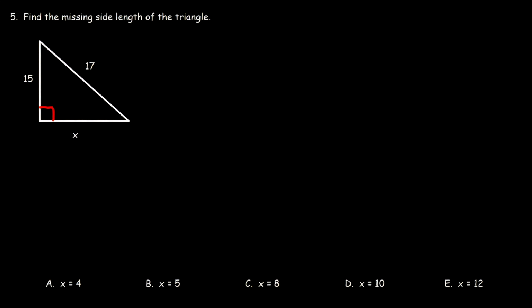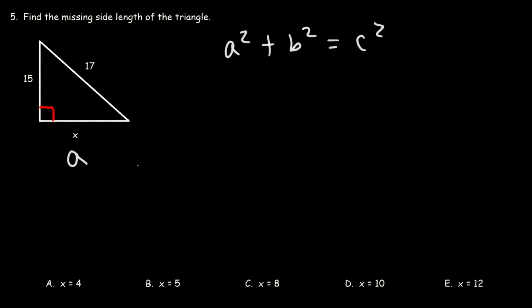So now let's work on number 5. Find the missing side length of the triangle. So we have two sides of the triangle, but we need to find the third side. What is the value of x in this problem? We need to use something called Pythagorean's theorem, which states that a squared plus b squared is equal to c squared. So a and b are the side lengths of, or you could say the legs of the right triangle.